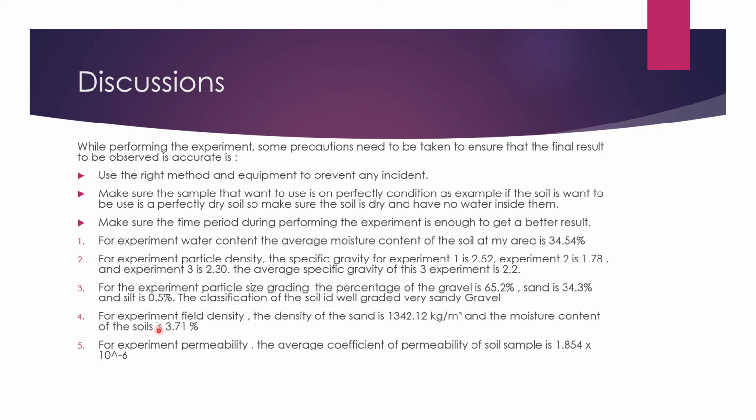And the fourth experiment is field density. The density of the sand is 1342.12 kilogram per meter cube, and the moisture content of the soil is 3.71%. And the last experiment is the permeability experiment. The average coefficient of permeability of the soil sample is 1.854 times 10 to the power of negative 6.